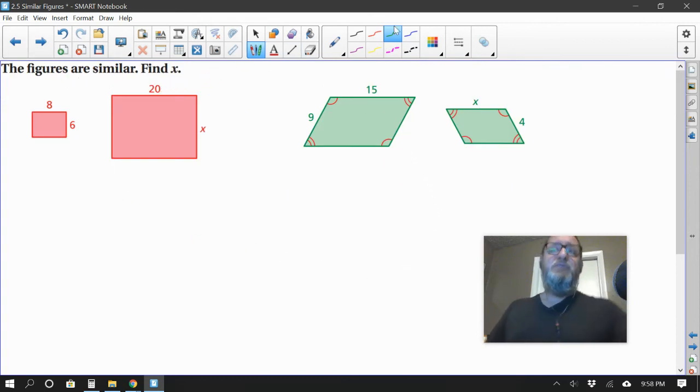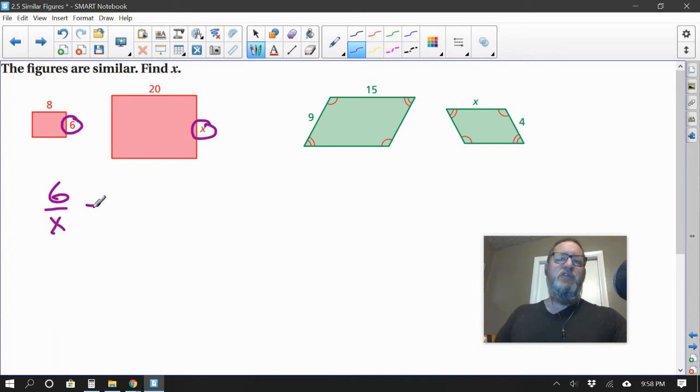Okay, oh, now they're switching it. Now they're saying that these are similar. We just have to figure out the length of x. So here we go. So let's say, how about our short side here? And I'm going to put it over the short side here. So 6 over x. And we know it does equal, because they already said they're similar, 8 over 20. There we go. There's our proportion. Now we just have to solve.